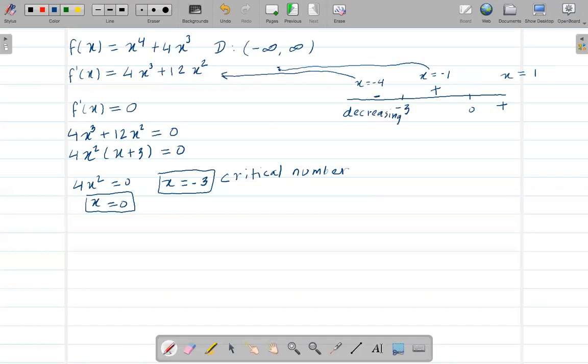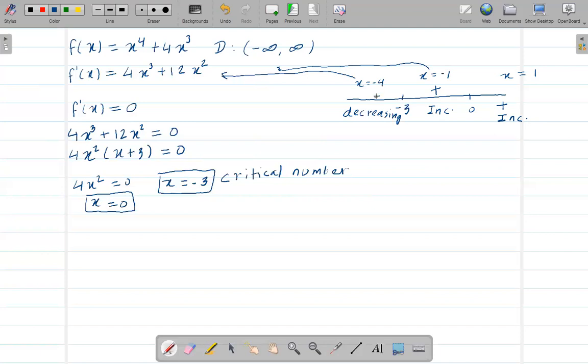This is increasing. Let me just write I and C, which means increasing, and also this is increasing. Now when you see this one is decreasing and this one is increasing, so if there is a sign change like this, then the critical number in between those two is going to be either a local maximum or local minimum.